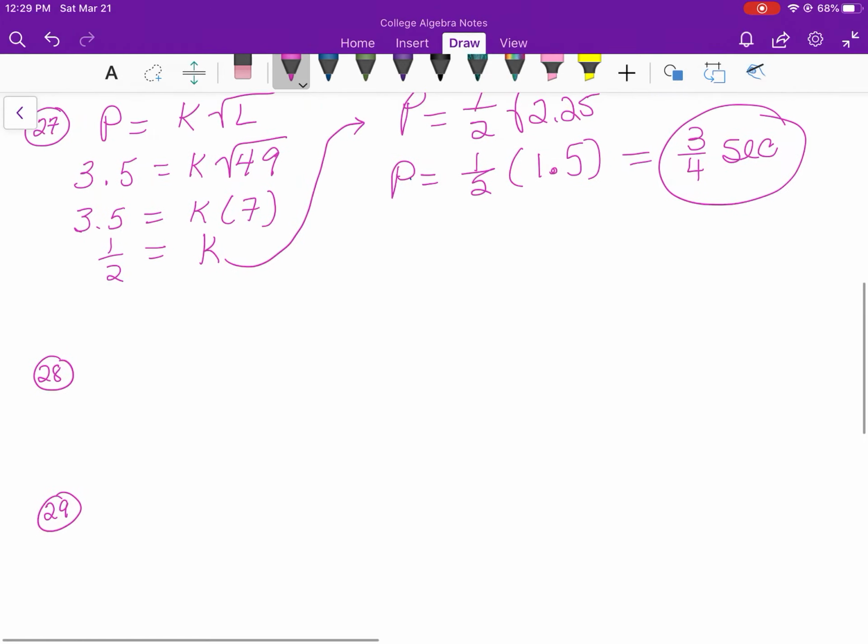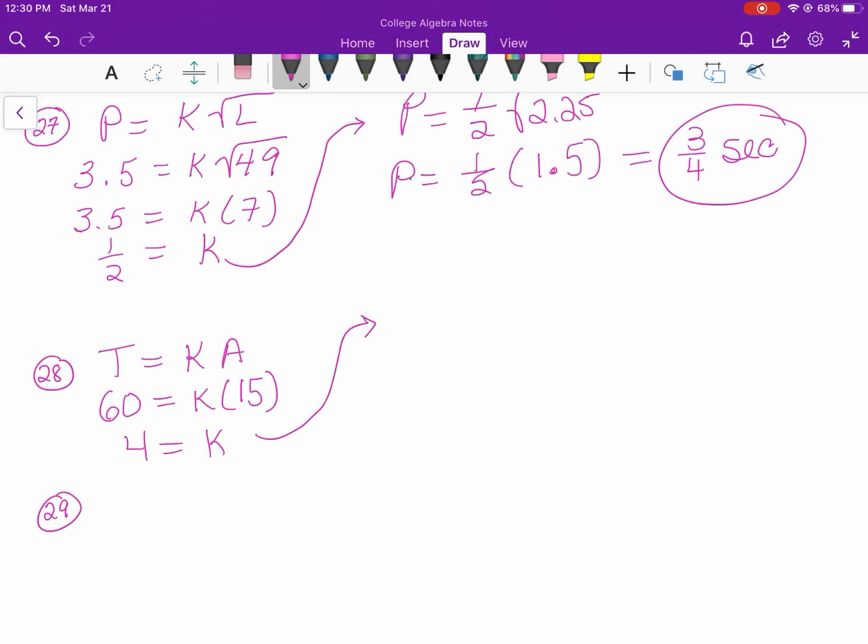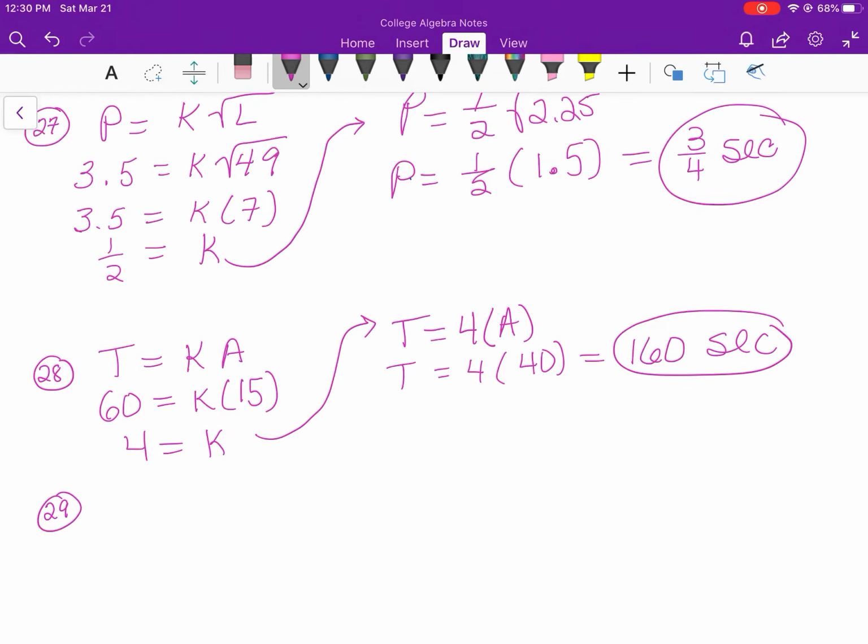28. The time it takes to make an enlargement varies directly as area. So there's my base equation. It takes 60 seconds to make a 3x5 enlargement. 3x5 is an area of 15. So k is 4. Start over. And the area that I'm going to be working with next is a 5x8. So a 5x8 has an area of 40. And that's 160 seconds.